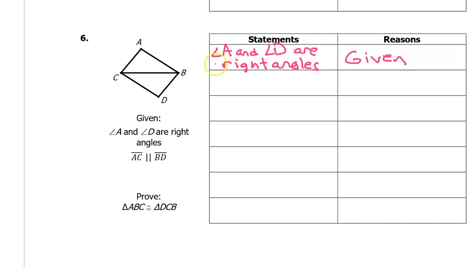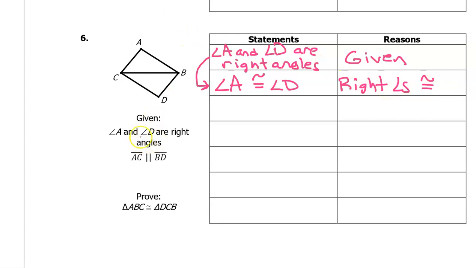This is not a congruent statement, so I want to turn it into a congruent statement if I can. It actually turns out to be super easy. If A and D are right angles, then angle A is congruent to angle D. And the reason is that right angles are congruent. Again, if you want to know a reason that goes here, look at the previous statement here. It mentions right angles, and then the reason is right angles are congruent.